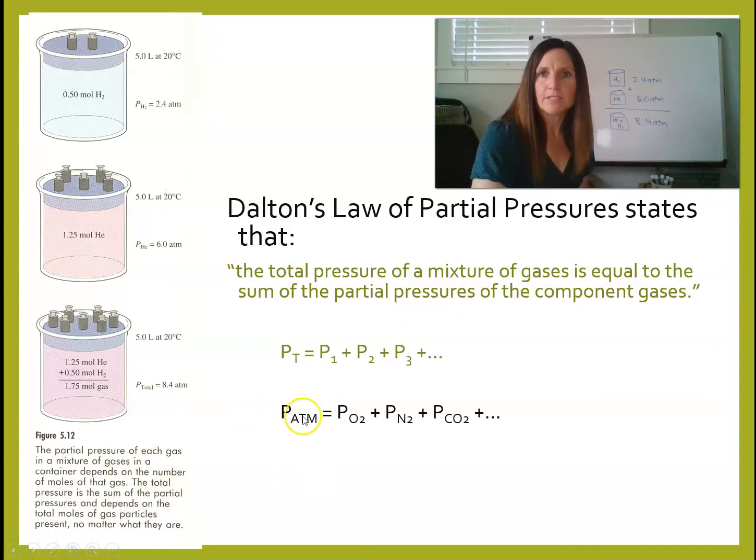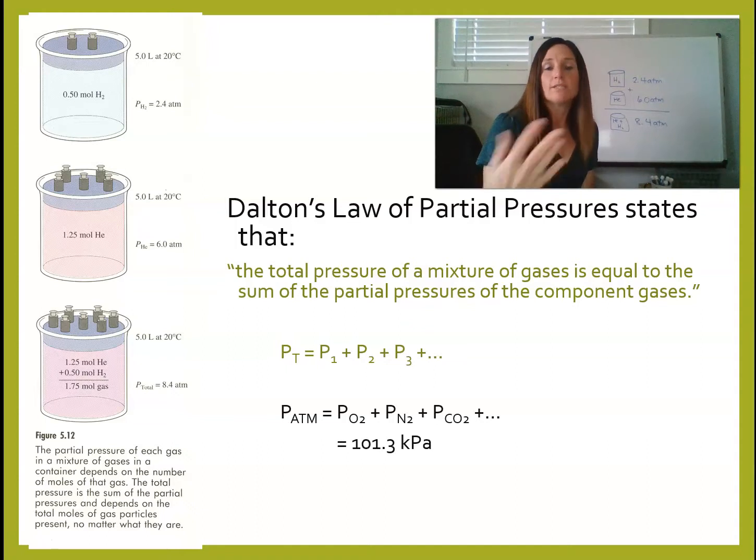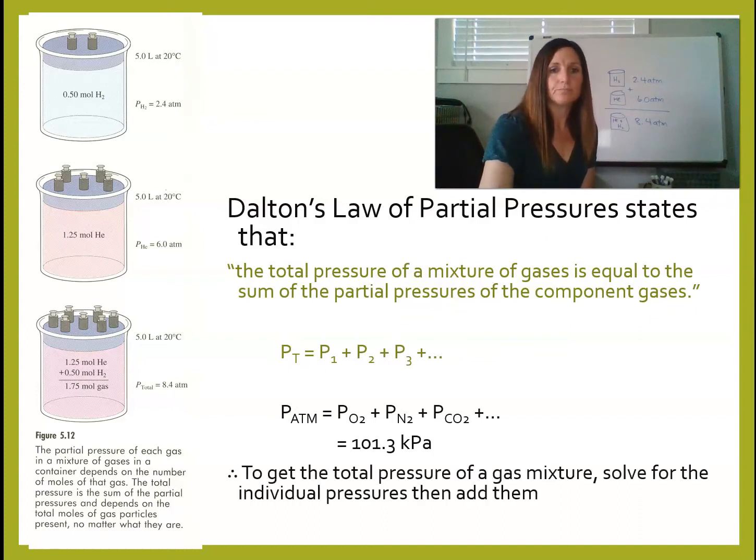This can apply to this example over here, and it can apply to atmospheric pressure. In our atmosphere, we have to add oxygen to nitrogen to carbon dioxide. All those gases together in our environment create the atmospheric pressure. So altogether, if you looked at the pressure from oxygen, from nitrogen, from carbon dioxide, you would get a total pressure of 101 kPa, or 1 atmosphere of pressure.